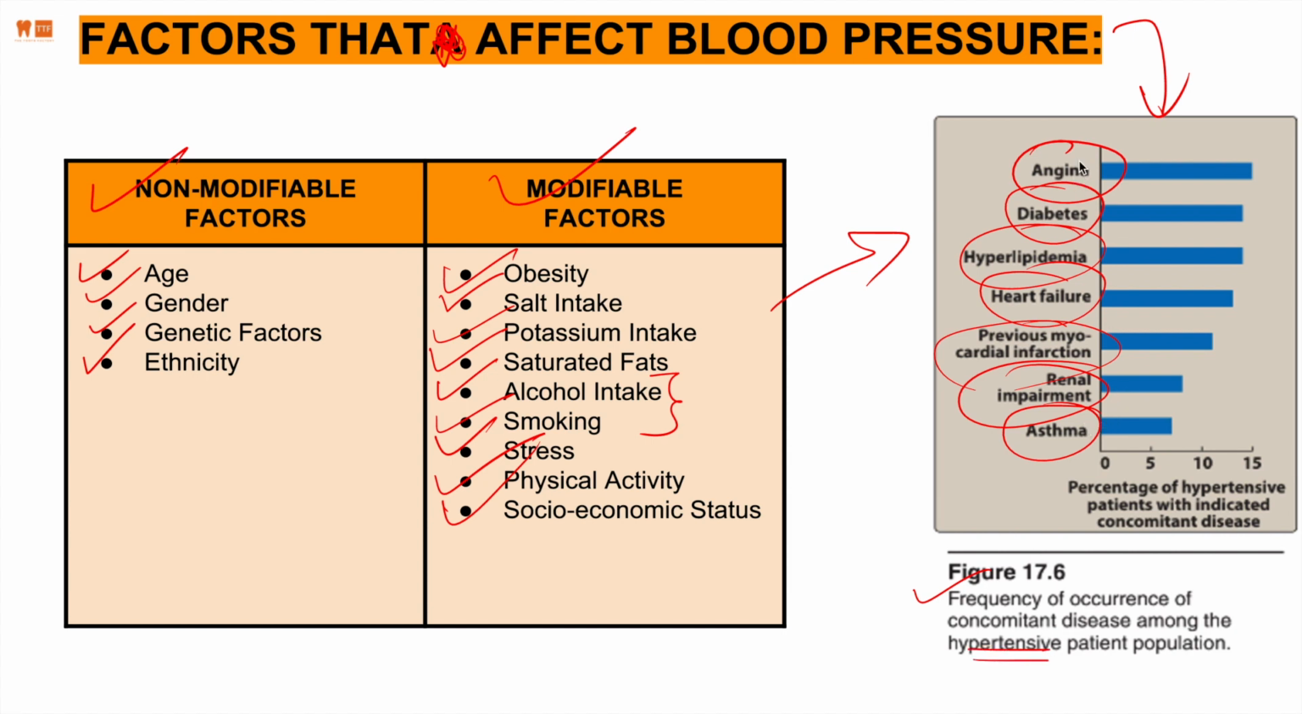In other words, if there is a patient with hypertension, then they're very likely to get angina, particularly 15% of those patients. 12% of the patients get diabetes. 7% of the patients have asthma. Almost 10% have renal impairment, and 12% have previous myocardial infarction. Heart failure in about 13% of the patients, and that's how severe hypertension is.